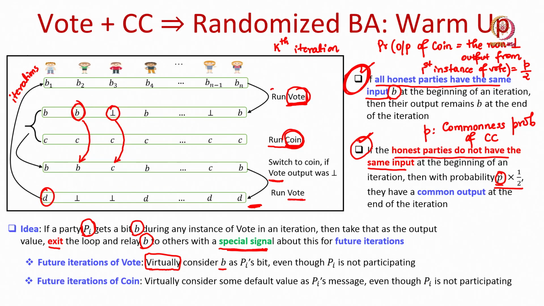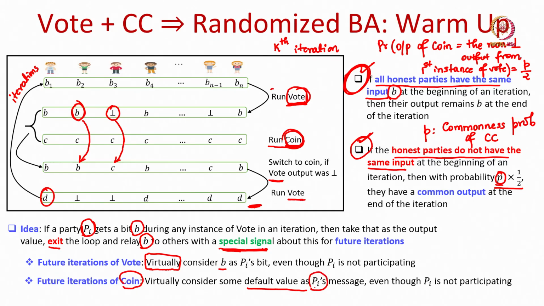And if this halting signal has been sent by any party pi, then that is also an indication that even in the future invocations of the coin primitive, pi will not be sending any message. So, take some default message on behalf of pi.